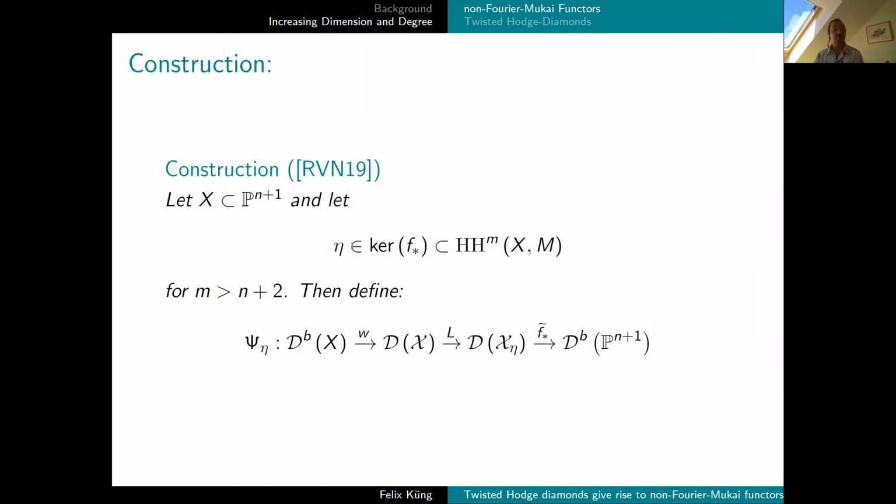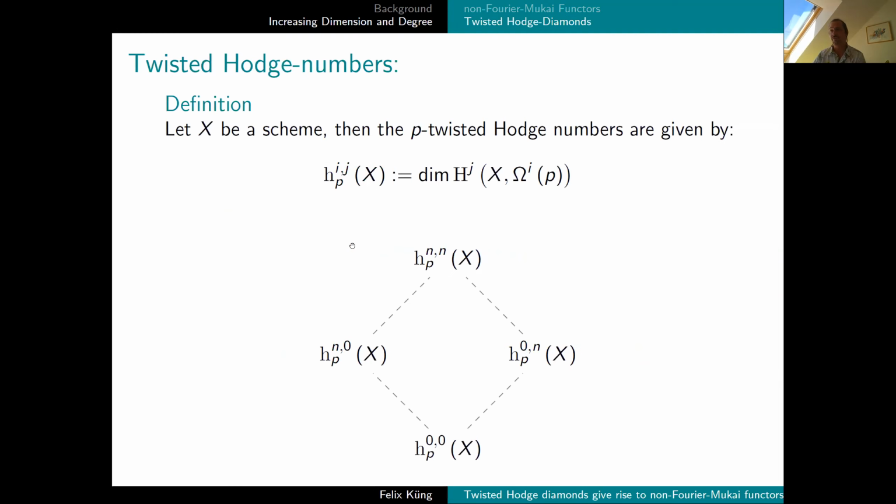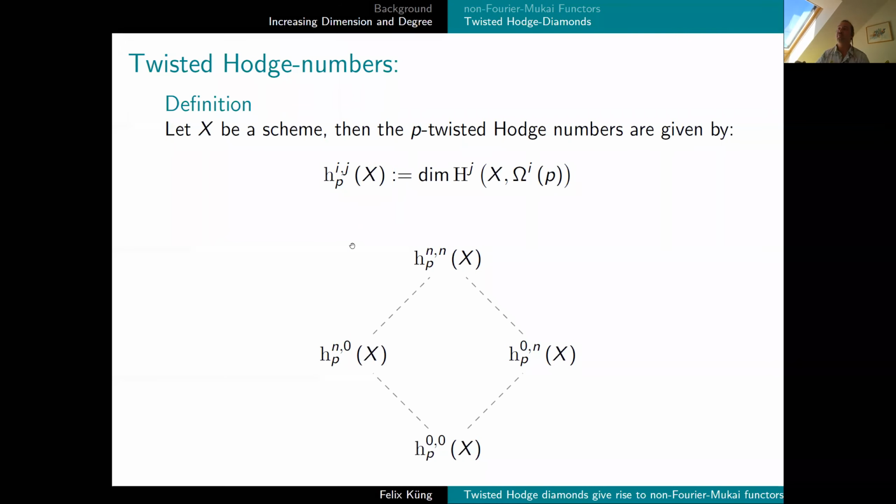But of course, since we want to compute the kernel in Hochschild cohomology, what we first do is we try to compute Hochschild cohomology. And when you compute Hochschild cohomology, there's one nice thing you can sometimes use. That's the Hochschild-Rosenberg isomorphism. But in order to use that, you stumble upon these so-called p-twisted Hodge numbers. So essentially, you take your Hodge numbers and your definition of it, and just throw in a twist of p. And you can arrange that as a Hodge diamond.